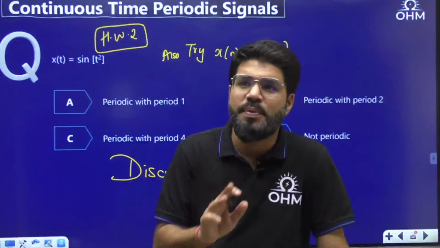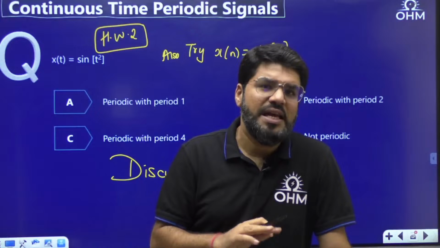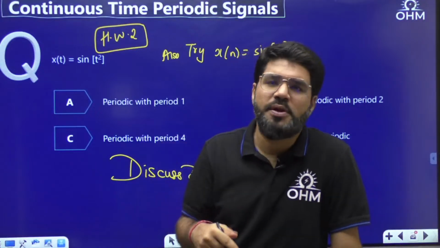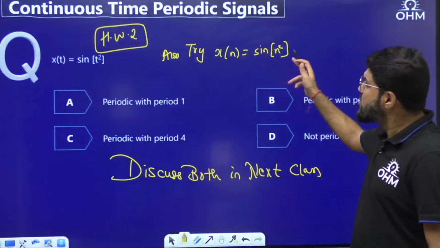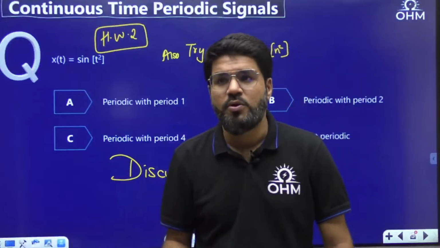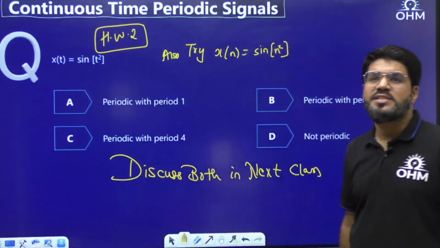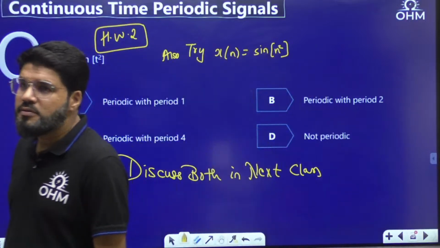We know sine t is periodic. Sine 2t, sine 3t, sine 4t are periodic. But what about sine t square? Is it periodic? What about sine n square in the discrete domain? Are both periodic, in the continuous domain and the discrete domain? Is there any twist in any one of them? Please try. We'll discuss both in the next class.